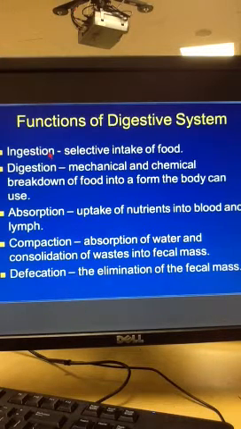Now, absorption involves the taking up of those nutrients directly into the bloodstream or the lymph. And once it's in the bloodstream or the lymph, then it passes into the liver primarily for utilization by the body. And the food, or the mass that is not usable, is then compacted.